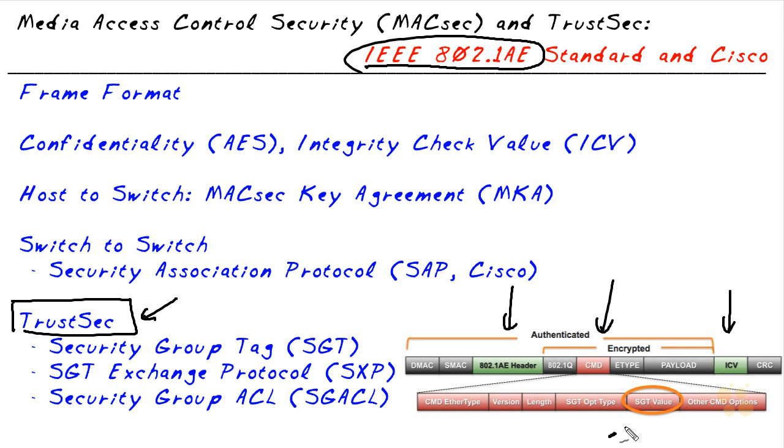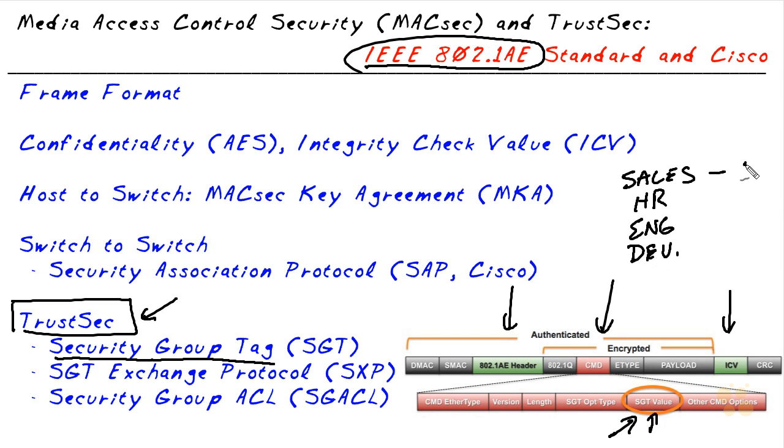And that label would be right here. It's the SGT value. SGT is an acronym for Security Group Tag. So, for example, you could have security group tags that represented departments like sales, human resources, engineering, development. And so maybe we've assigned sales a number of 1, and HR is 2, and engineering is 3, and development is 4. So all by themselves, these labels, these SGT values, are just numbers inside of the frames.